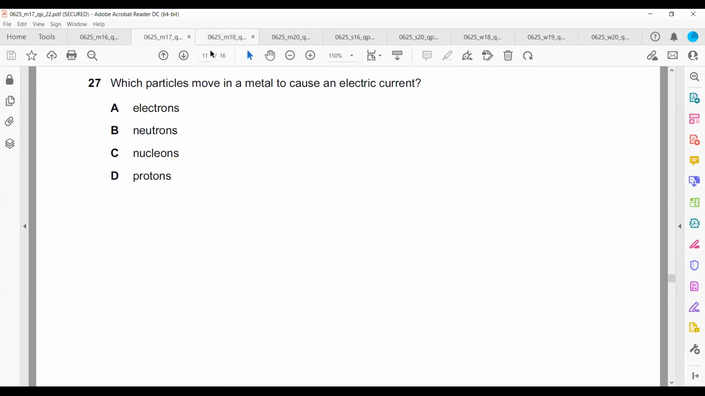Then, which particle in the metal moves to cause an electric current? Current is basically a movement of charges. In the metal we have electrons, so electron flow is mainly responsible for current.